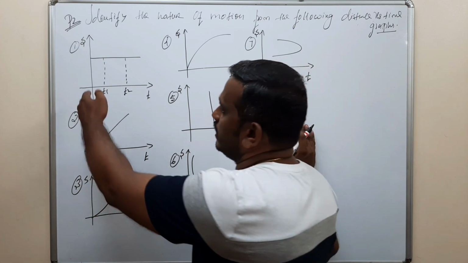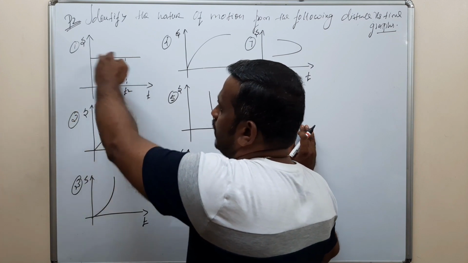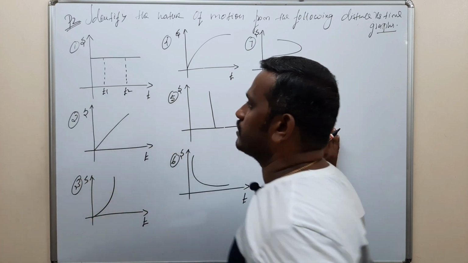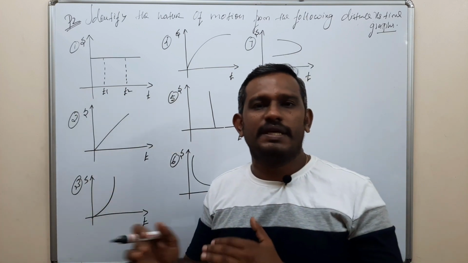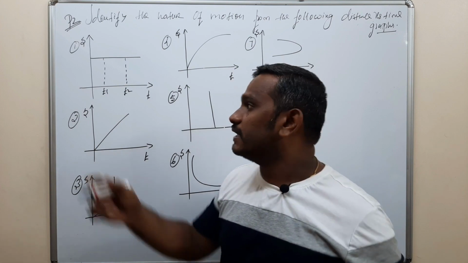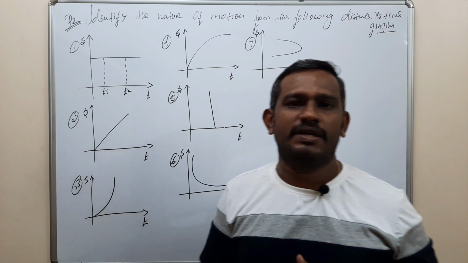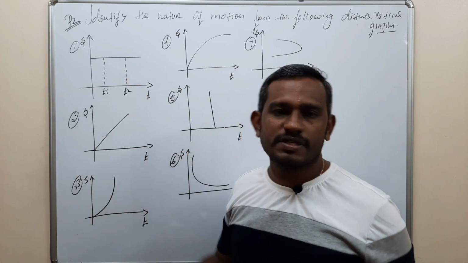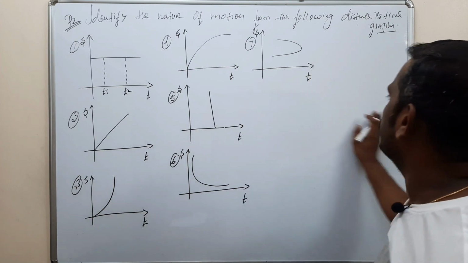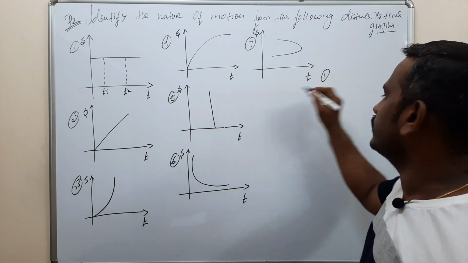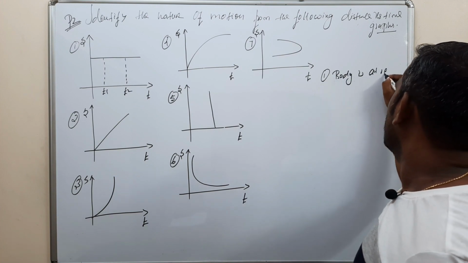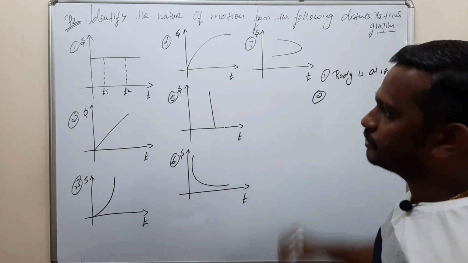Otherwise we can say that this line is parallel to the horizontal axis. That is, the slope of the graph is 0. That is tan theta is 0. So the slope of the distance time graph gives the speed. So the slope is equal to 0, therefore the speed is equal to 0. That means the body is at rest. So first graph, the body is at rest. Okay. 2.